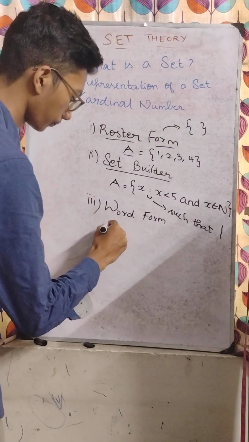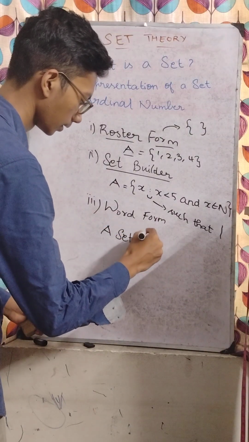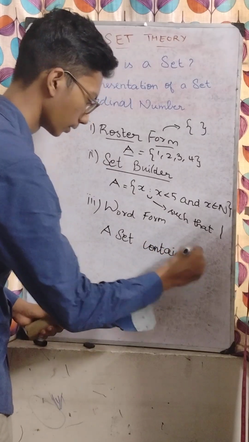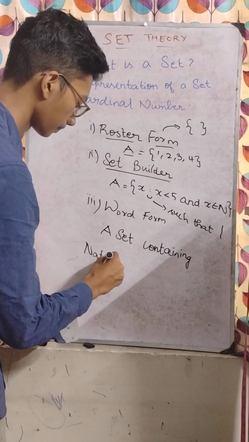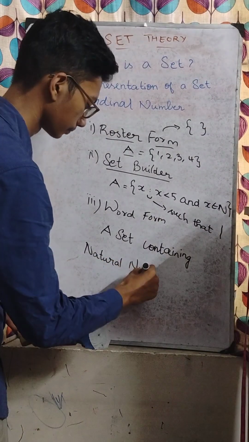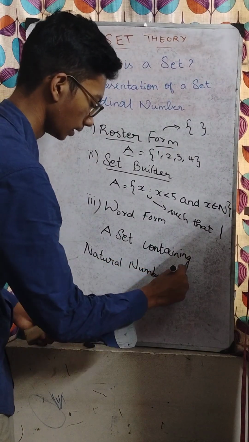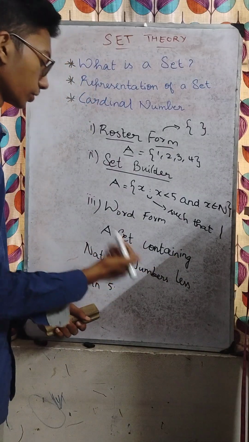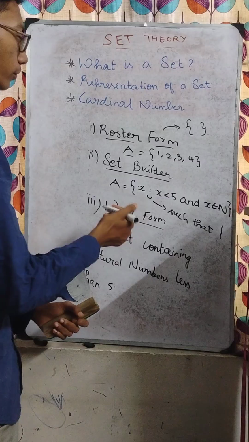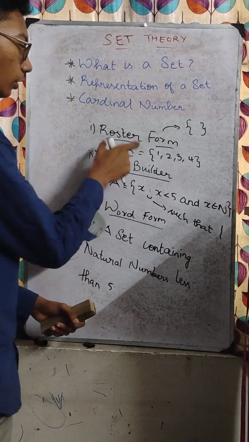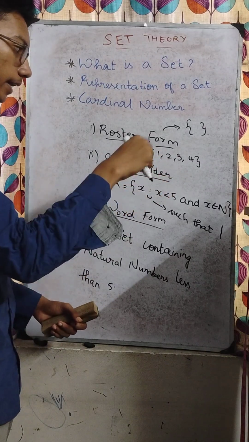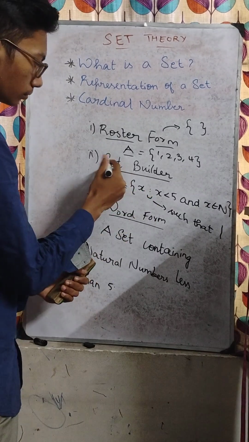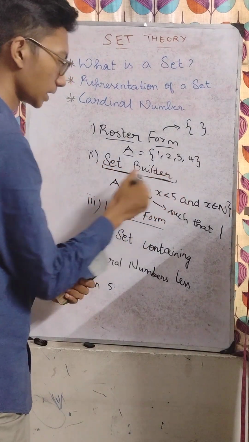So it should be a set containing natural numbers less than 5. So this is the word form. So we have three forms of representing a set. Roster form, which is just the set bracket form with the elements inside. Set builder form. Even the name represents the set builder form.